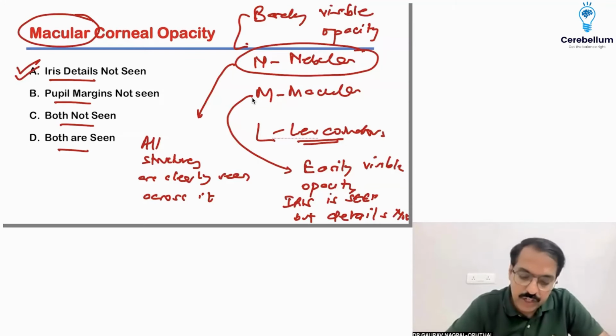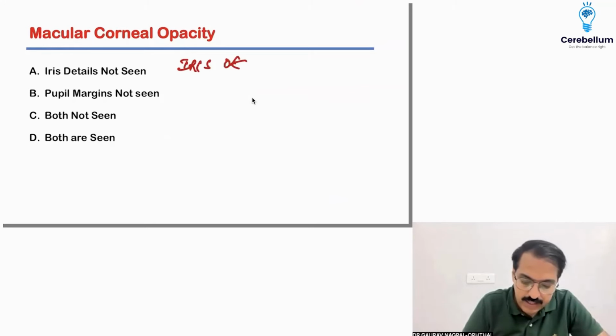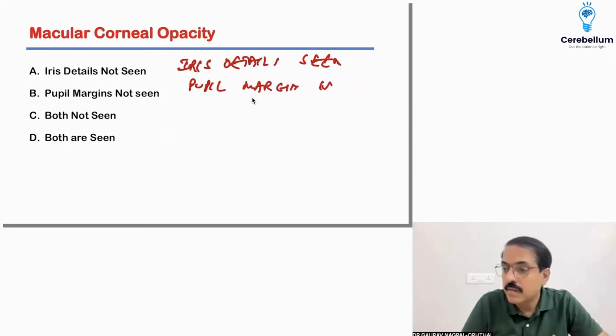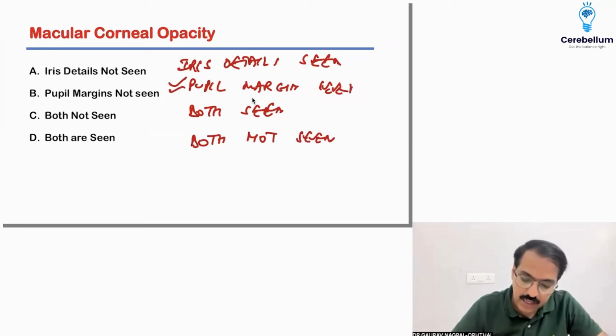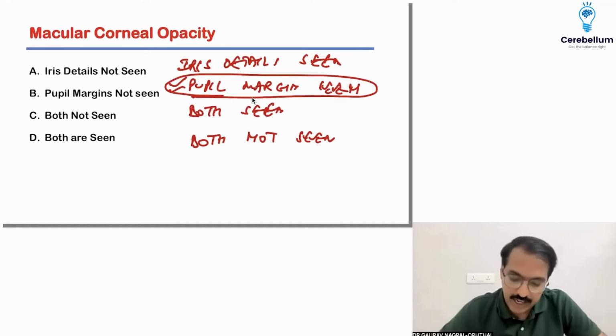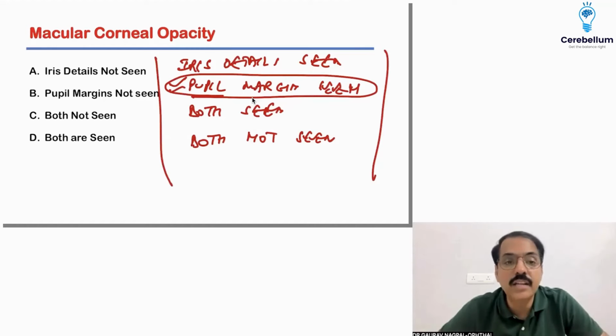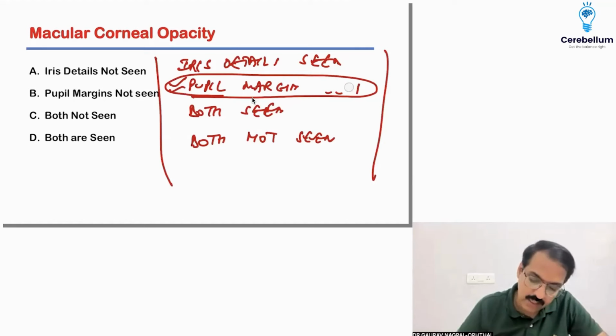Anybody having any different choices? Iris details seen, pupil margin seen, both seen, both not seen. So then the answer would become pupil margin seen. Iris details are not seen through the macular corneal opacity. So if these are the choices, the correct answer would be that pupil margin is seen through the macular corneal opacity. Let me just write this nicely. It is seen. Correct.